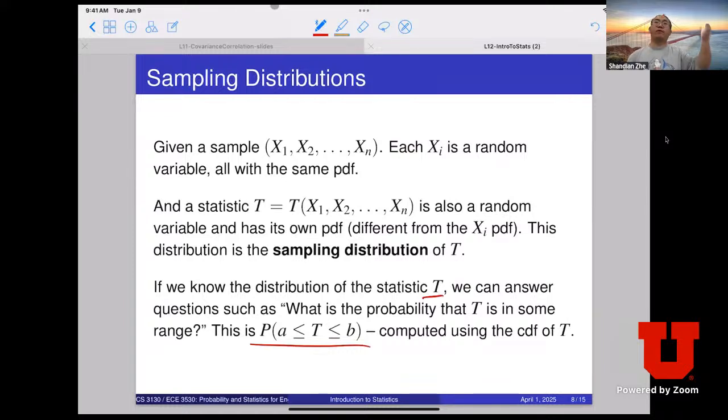For example, you flip a coin 10 times and get a sample mean, right? I want to know, on average, what's the chance that your sample mean is between 0.49 and 0.54? And if that chance is very high, then probably I will believe your coin is very likely to be a balanced coin, a very fair coin.